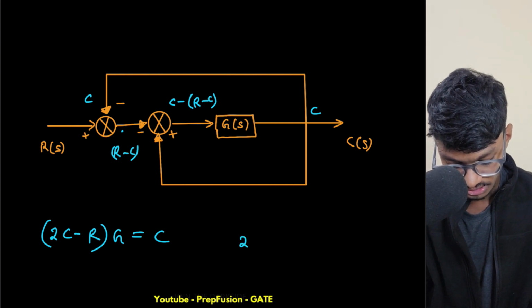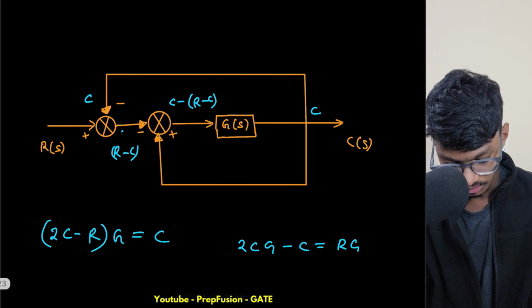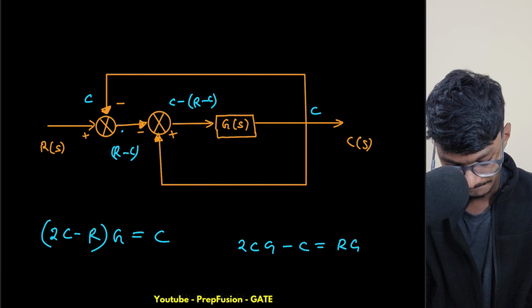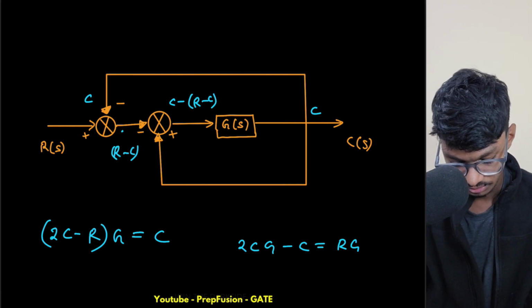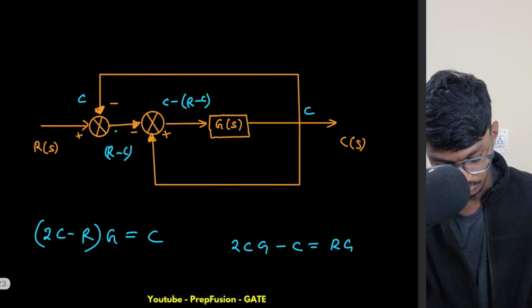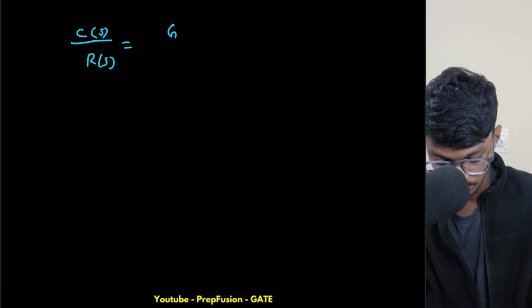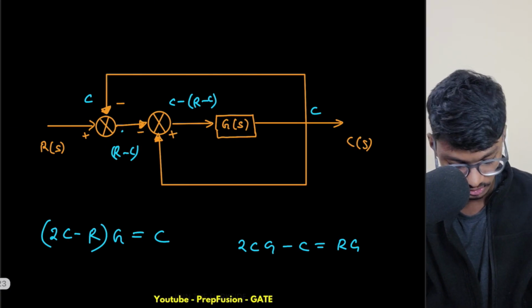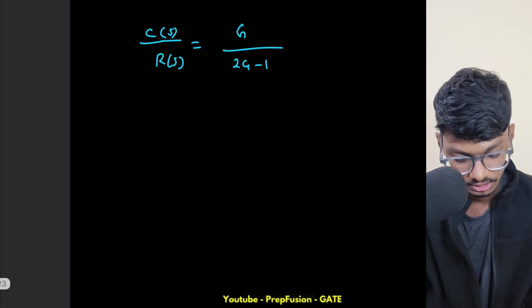So this will be 2CG. I'll take C over here, and this will be RG. RG will go over that side, minus. Now this will be simply C of s upon R of s equals G upon 2G minus 1. I'm just taking C common over here, and this will be 2G minus 1, and taking G common, like this is R only. So G upon 2G minus 1.